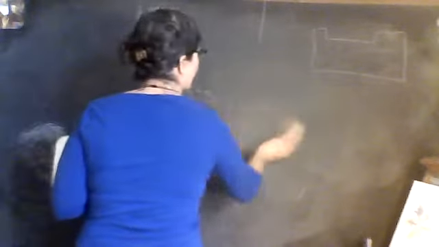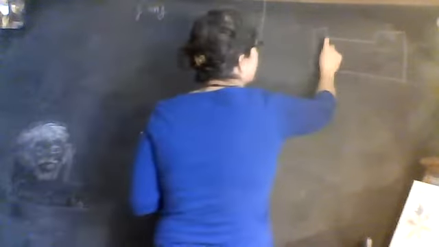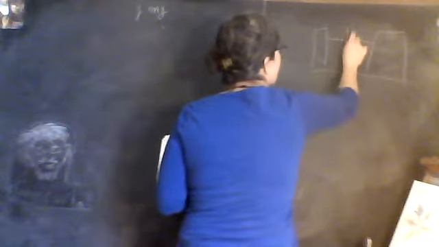Number 3 says, what columns in the periodic chart represent the transition metals? Those are all the B columns. These columns here. All the B columns are the ones that represent the transition metals: 3B, 4B, 5B, 6B, 7B, the 8B columns, and 1B and 2B.